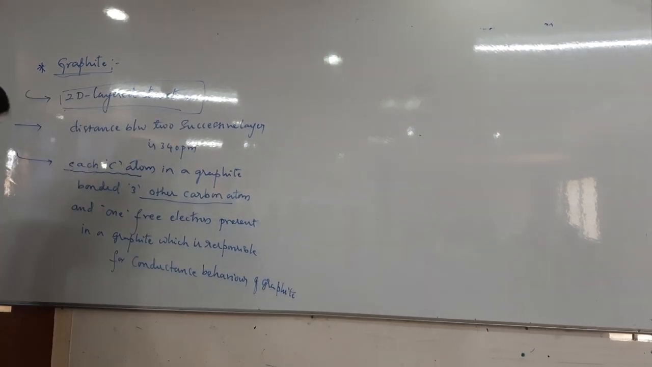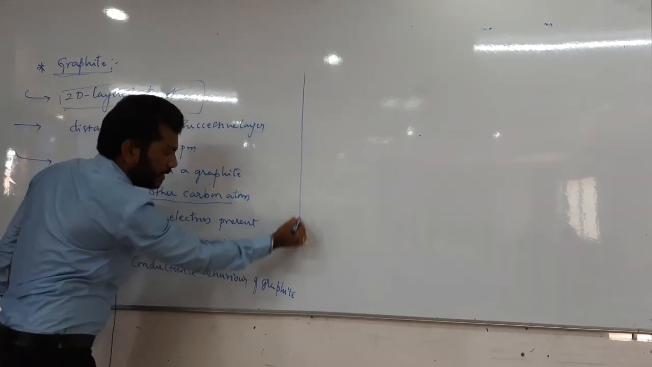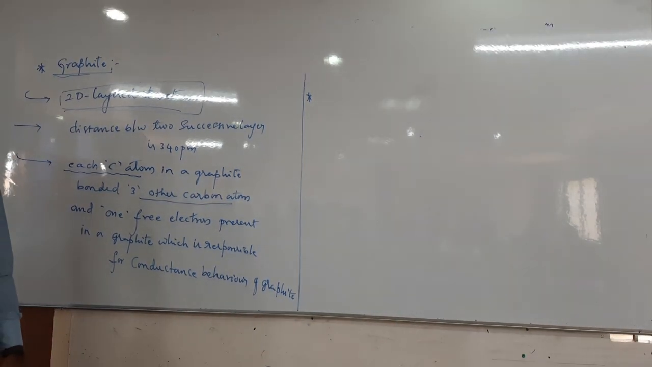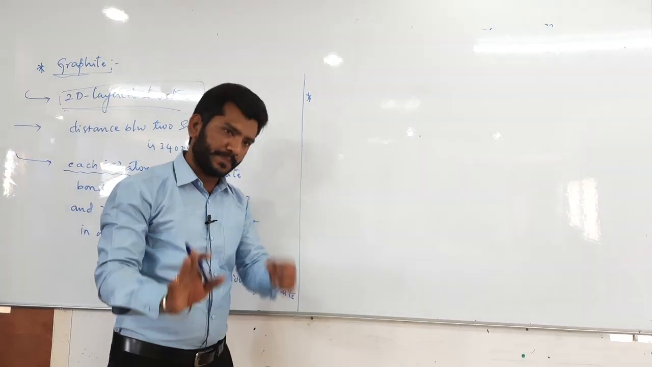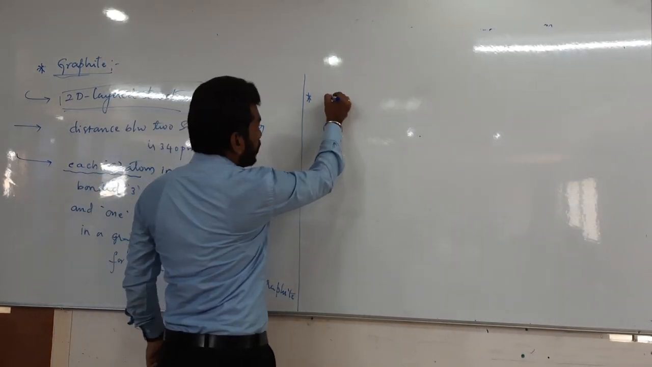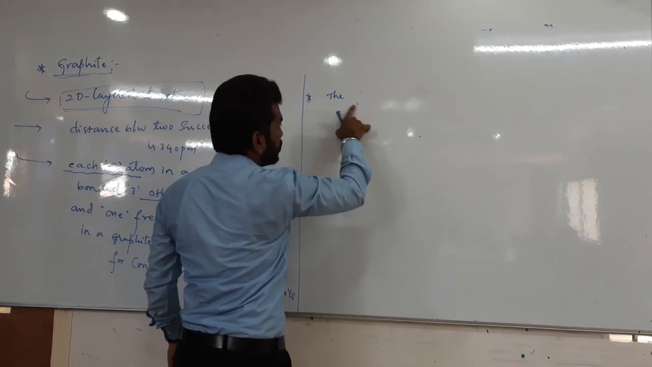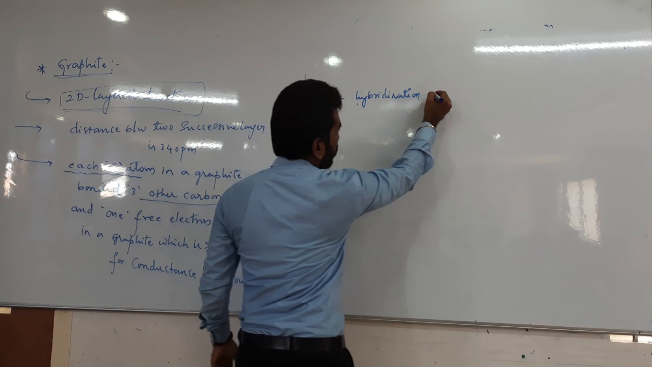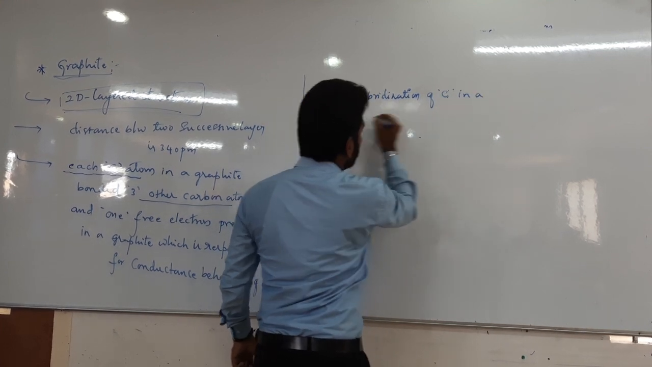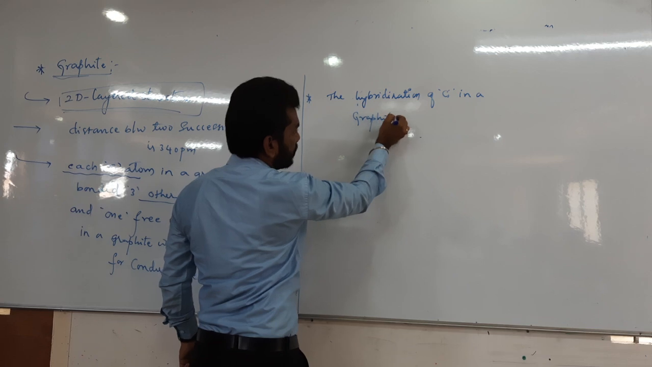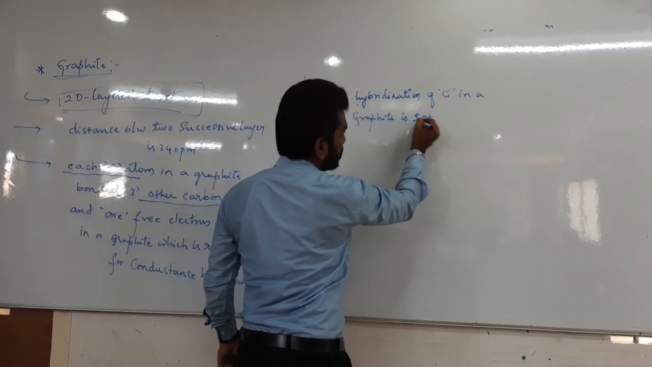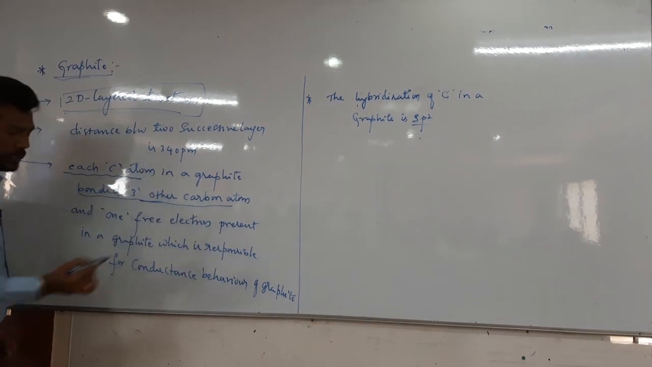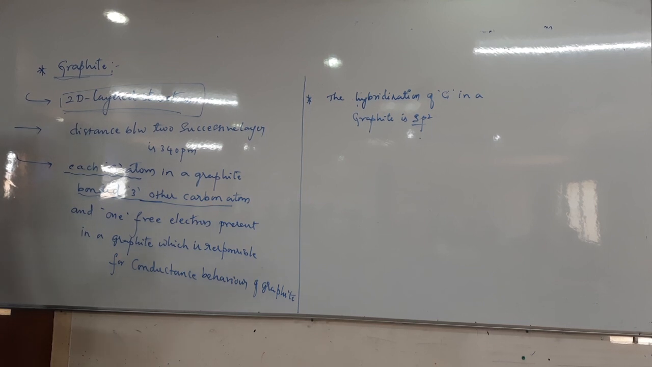Since each carbon atom is bonded to 3 other carbon atoms, the hybridization of carbon in the case of graphite is sp2, but in the case of diamond it is sp3. So the hybridization of carbon in graphite is sp2, guys. Why? Because each carbon atom is bonded with 3 other carbon atoms, that's why we see sp2 hybridization.